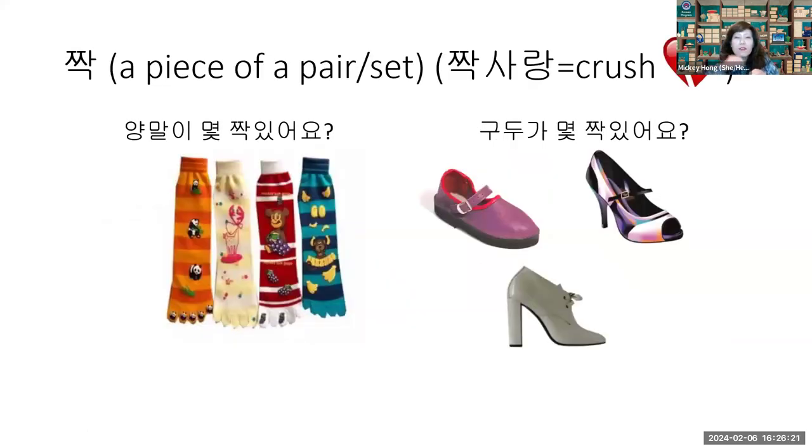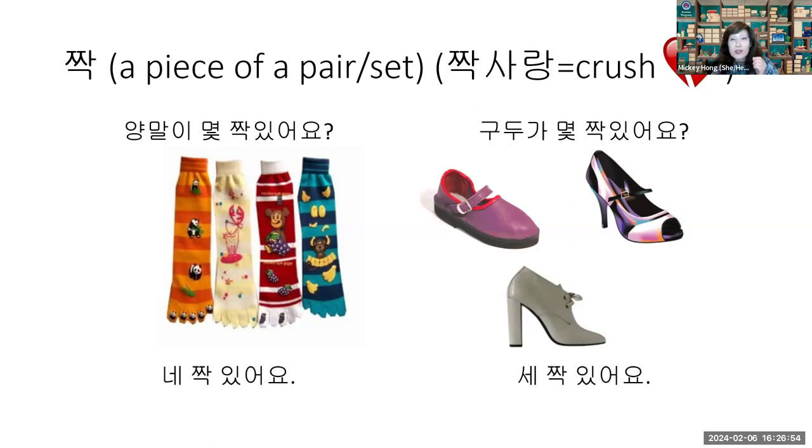So when you're talking about individual items in a set, it's 짝. None of those socks match up. So you're not saying 몇 켤레 있어요? Because none of them are a match. None of them are a set. So you say 네 짝 있어요. You have four individual ones. Same thing with the shoes. None of them are a pair. 구두가 몇 짝 있어요? 세 짝 있어요. You just have an item in a set or a pair.